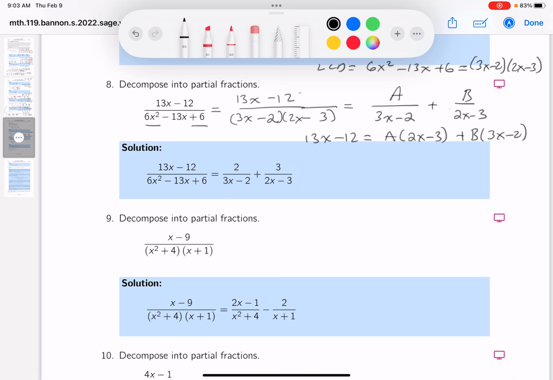Now, granted, you might say, I don't know what numbers to choose. I'm going to do something a little different here. I'm not going to pick a number that makes things disappear. I'm going to pick a number that makes it easy for me to do a computation. So I'm going to pick x to be 0.